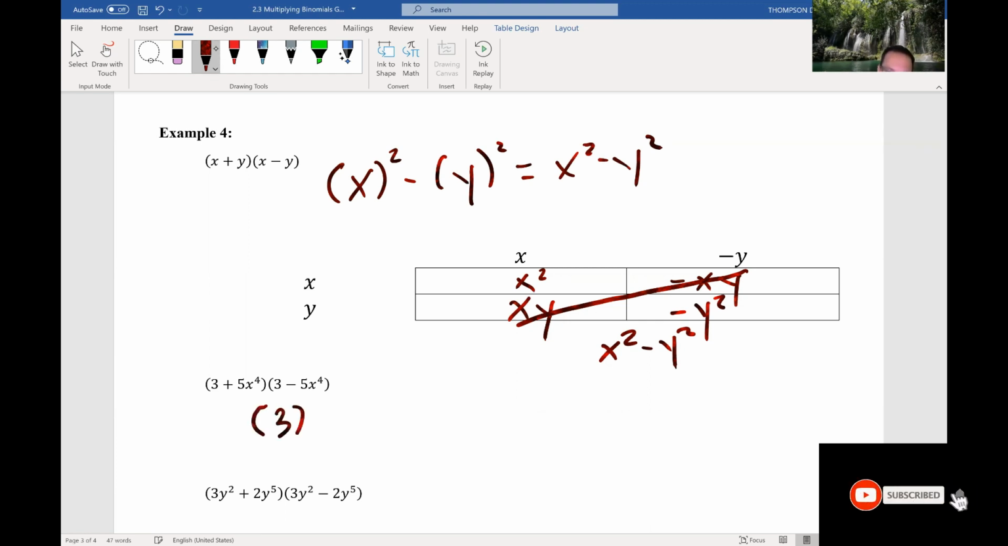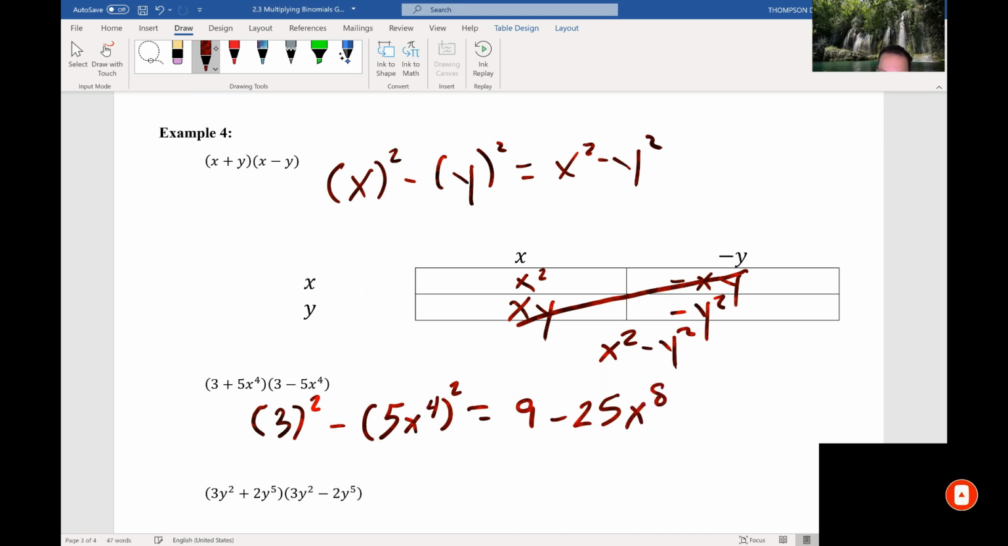So we take the 3 and square it, put a minus in the middle, and then we square 5x to the 4th. So that gives me 3 squared is 9. 5, you have to square everything here. 5 squared is 25. Don't forget your subtraction sign. And x to the 4th squared will be 4 times 2, or 4 plus 4, will be x to the 8th, and we're done.